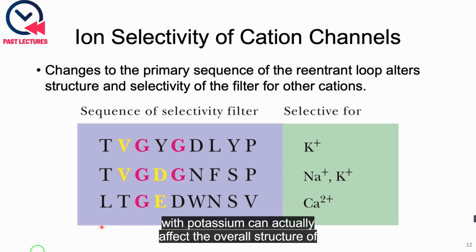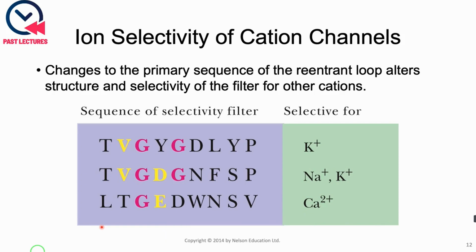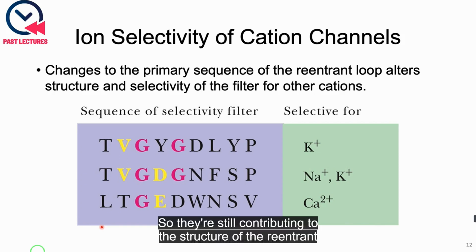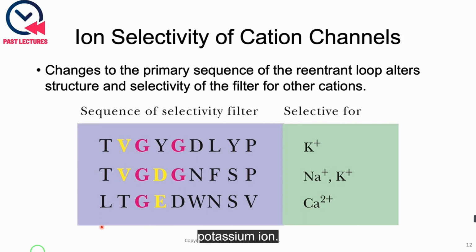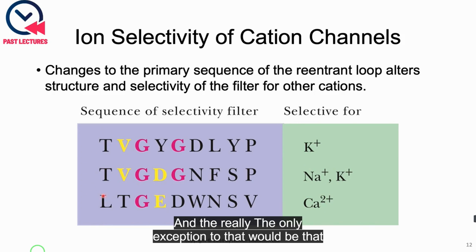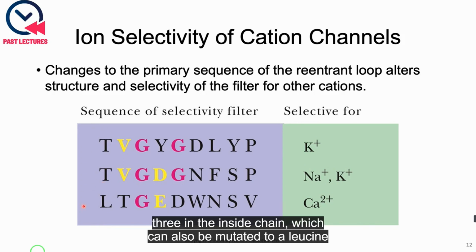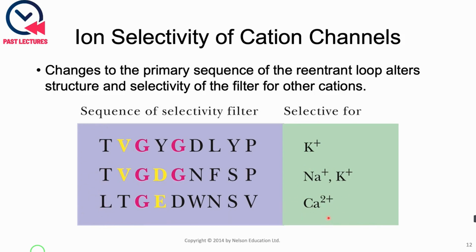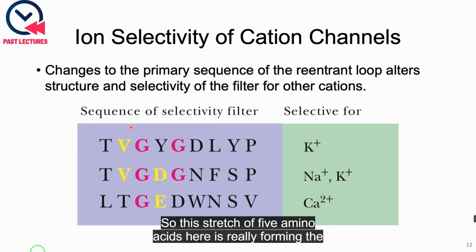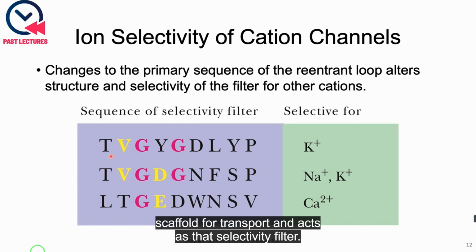So changes to the side chains that don't directly interact with potassium can actually affect the overall structure of this peptide loop. Okay, and it's going to be the size of these side chains that are affecting the orientation of those backbone carbonyls. So they're still contributing to the structure of the reentrant loop, but not necessarily having a direct interaction with the potassium ion. Okay, and the only exception to that would be that threonine side chain, which can also be mutated to a leucine, and that results in the movement of calcium across the membrane. So this stretch of five amino acids here is really forming the scaffold for transport and acts as that selectivity filter.